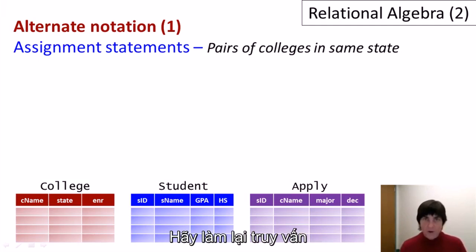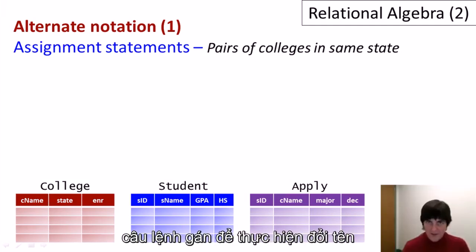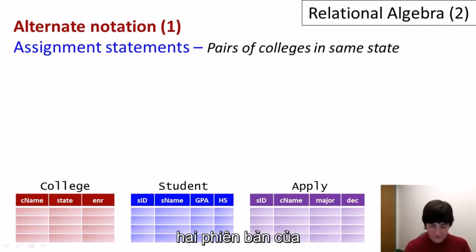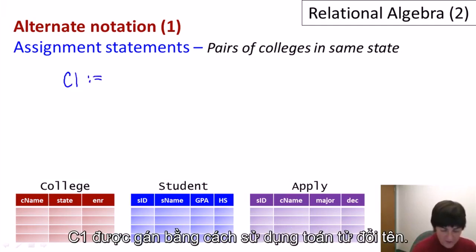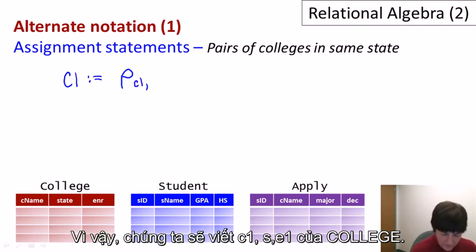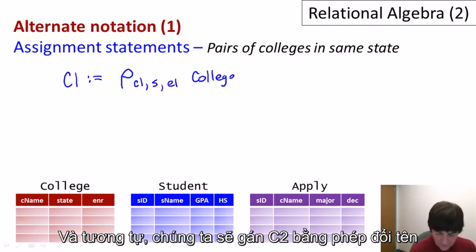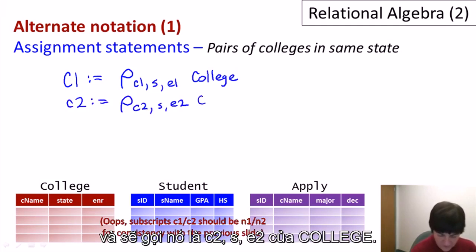Let's do the same query we just finished as a big expression, which is the pairs of colleges that are in the same state. We'll start by writing two assignment statements that do the rename of the two instances of the college relation. So we'll start with C1 := and we'll use a rename operator, and now we'll use the abbreviated form that just lists attribute names. So we'll say C1 := ρ_{S,E1}(college), and we'll similarly say that C2 gets the rename, and we'll call it C2 := ρ_{S,E2}(college).